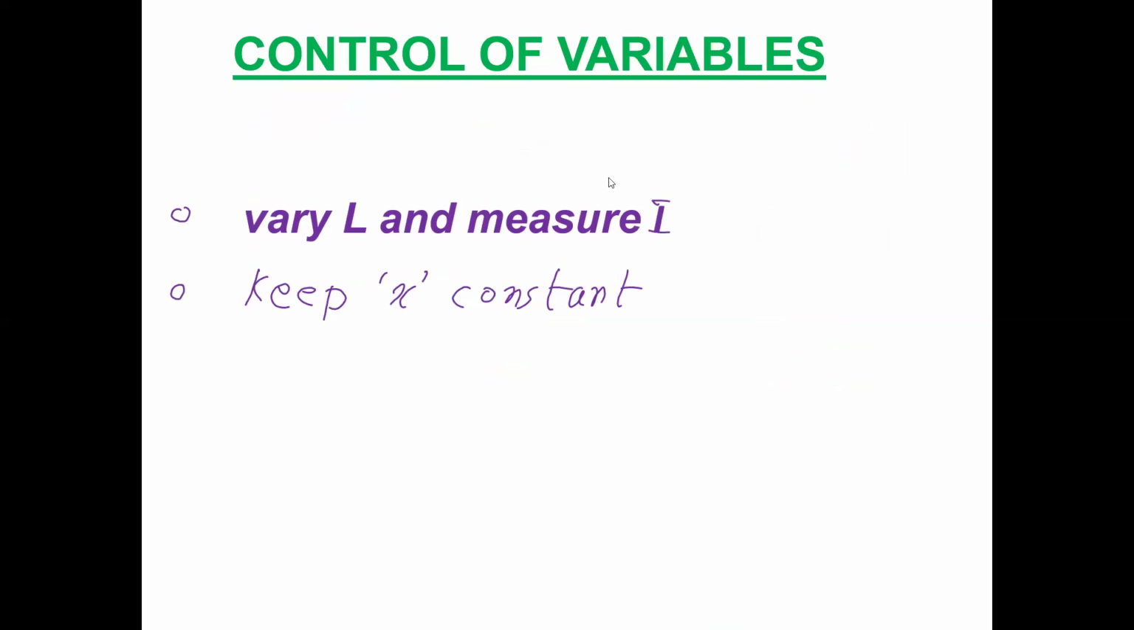Acha, now control of variable. This is a formal type of entry. Control of variable means what you will change. It's like a variable discussion, but it's a formality to be there because in the bullets he mentioned it. So I will alter the length and I will measure the value of I.